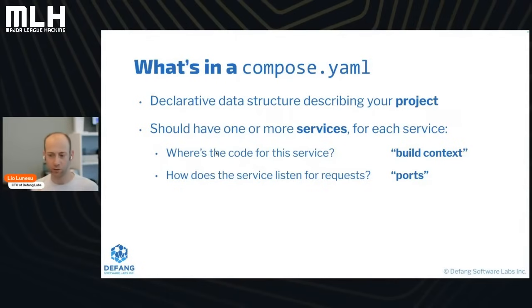So these are the questions that are answered in the compose file for each service. Sometimes it's only one, sometimes it's more than one. Where's the code for this service? And in compose, that's called the build context. And another question that the compose file answers is, how does this service listen for requests? Like how does it connect to the rest of the internet? And we'll call that ports, and we'll see both of these things called out in the compose file.